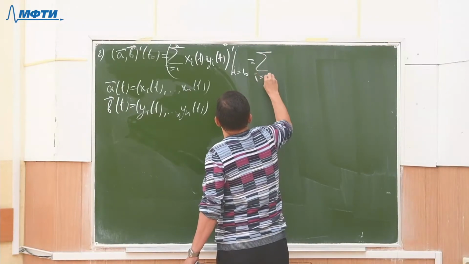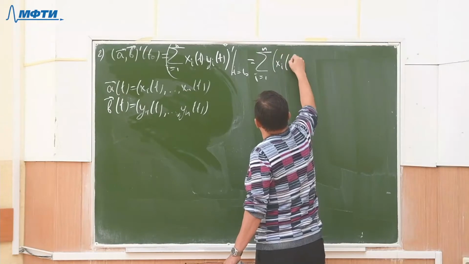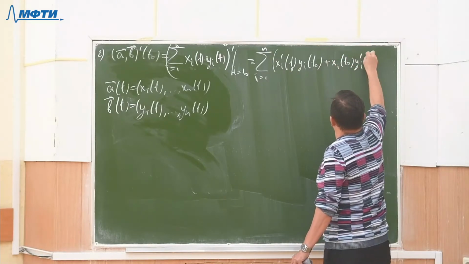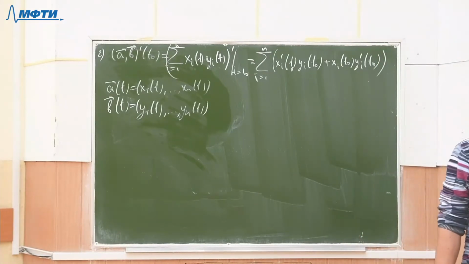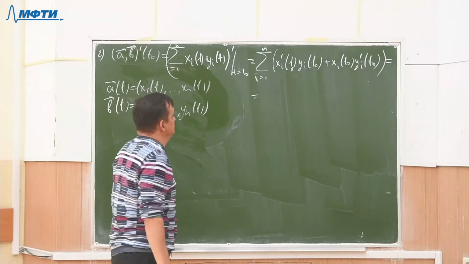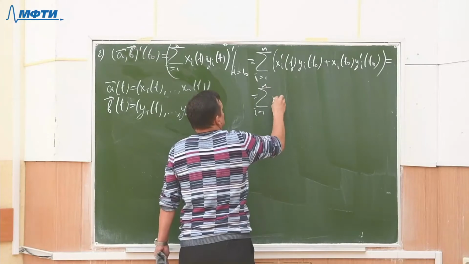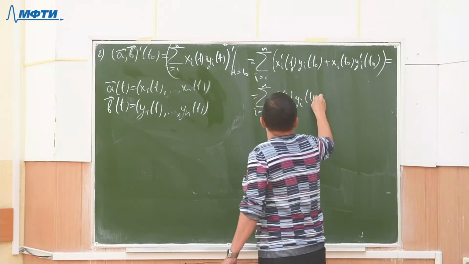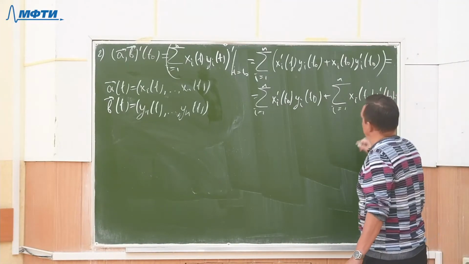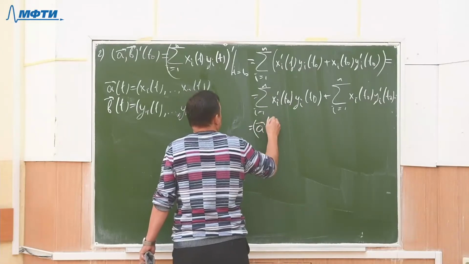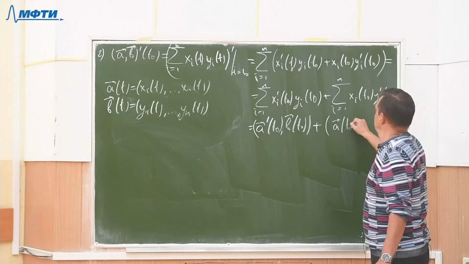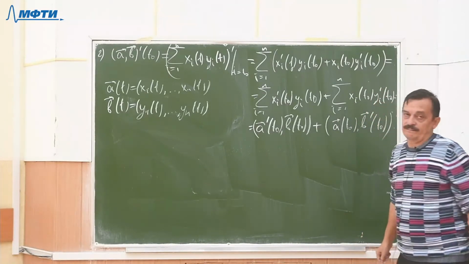So we obtain the sum, i from 1 to n, of xi prime of t times yi at t naught plus xi at t naught times yi prime at t naught. And then we separate once again as a sum of two summations: xi prime yi plus xi times yi prime, and these are the scalar product A prime times B plus A times B prime, and we are done.